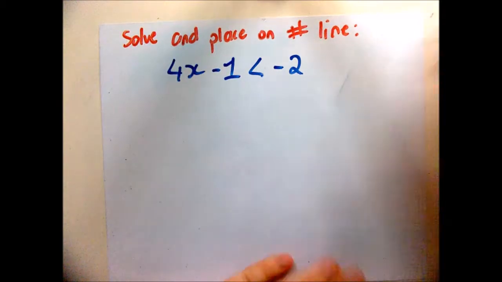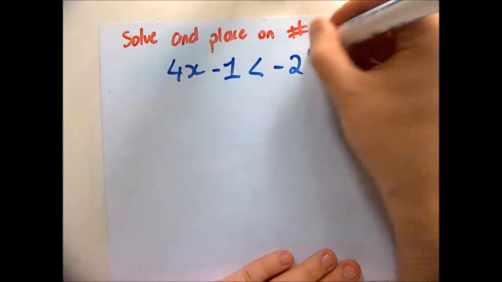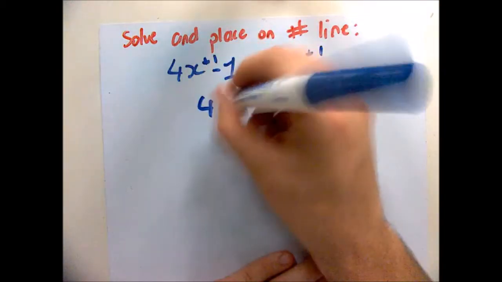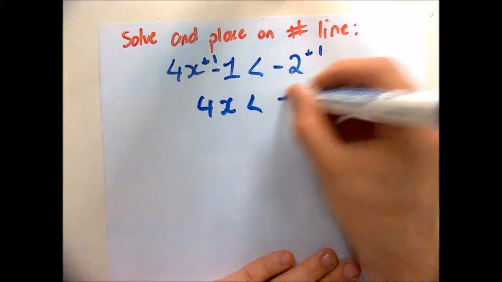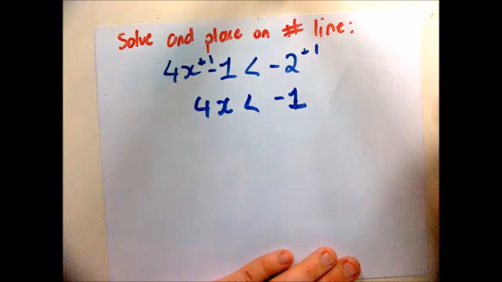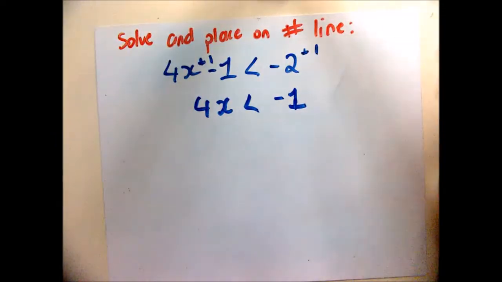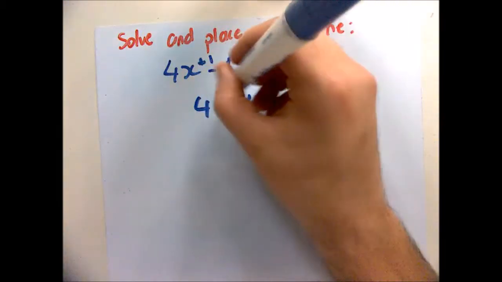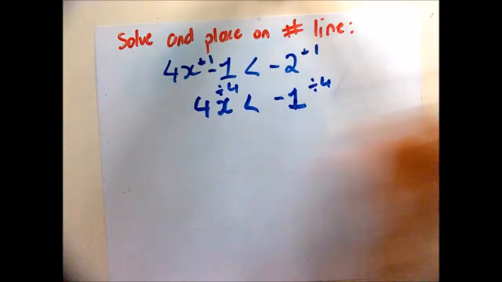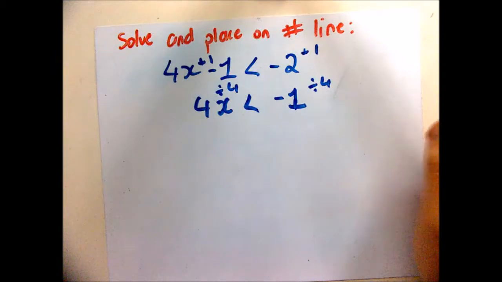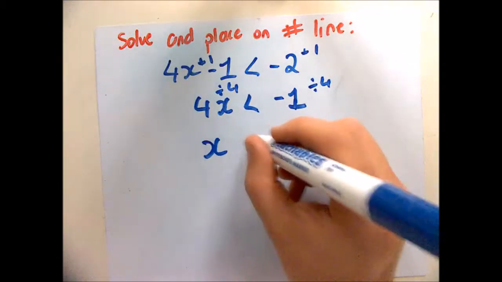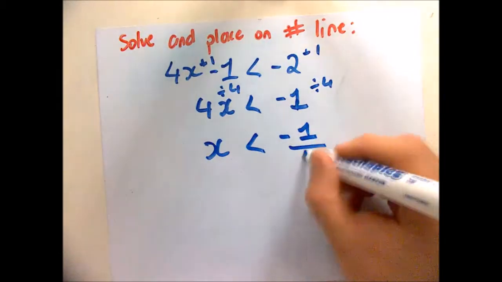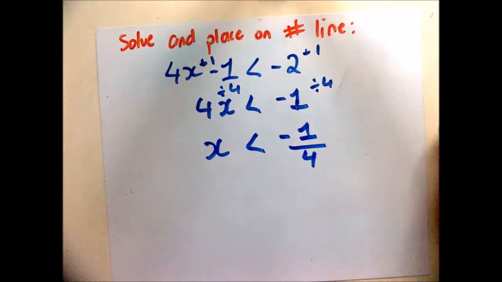So I'm going to add 1 to this side and add 1 to this side to get rid of that 1. So it becomes 4x is less than negative 1. Now I still want to keep solving for x, so I can divide this side by 4 and divide this side by 4 to get rid of this 4 out the front, the 4 times x. So essentially x then becomes x is less than negative 1/4.